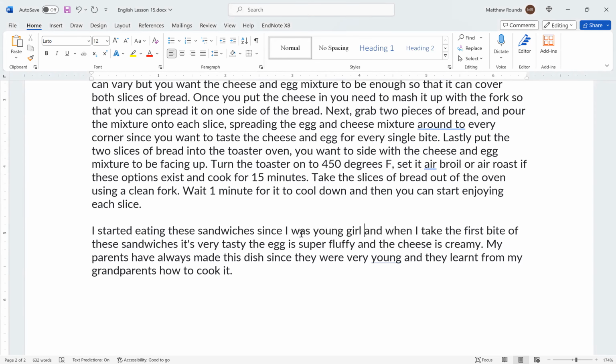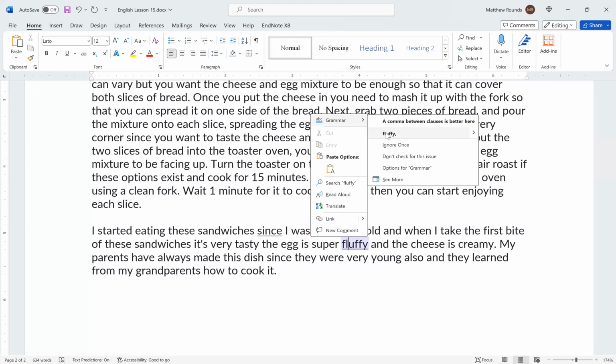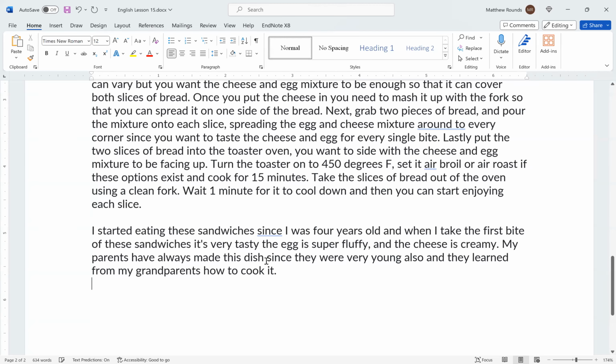I'm going to take the first bite of these sandwiches. Very tasty. It's creamy. My parents made this dish since they were very young. Also, they learned from my grandparents how to cook it. Okay. All right. So that for sure does it here.